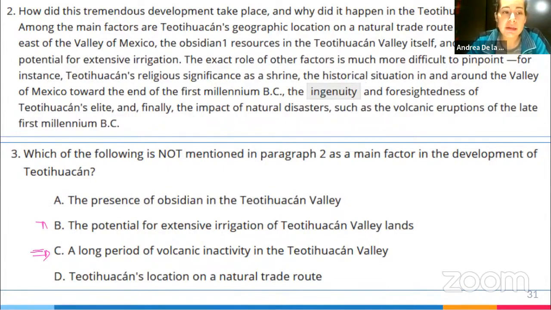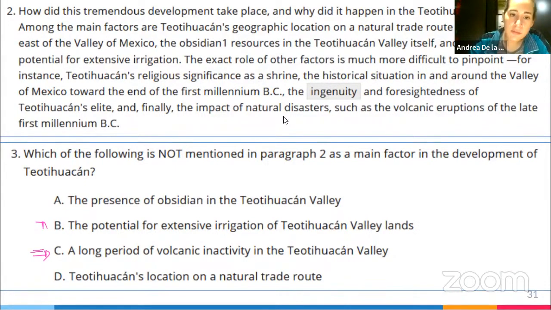All right, now the strategy we have to use here is similar to the one we used in the detailed questions. So what do we do? First thing, we obviously read the question. It says, what is not mentioned as a main factor in the development of Teotihuacan, right? Remember what we did? We identified the keywords first. Can you guys tell me what the keywords are in the question? What are they asking about?